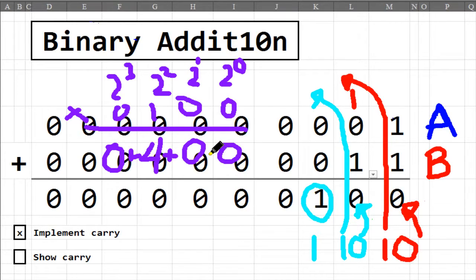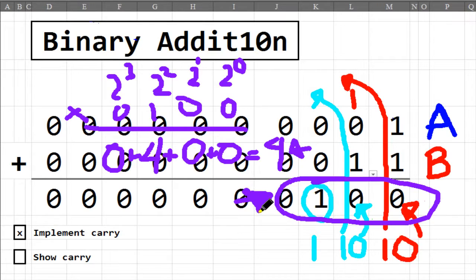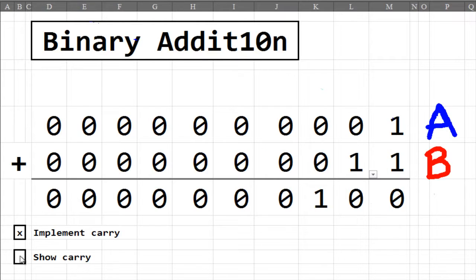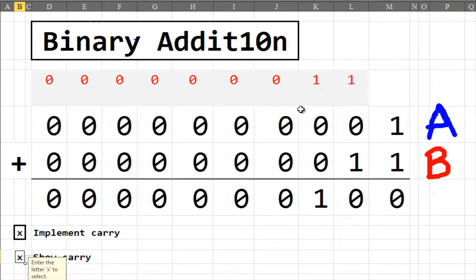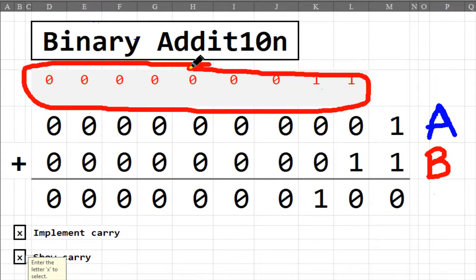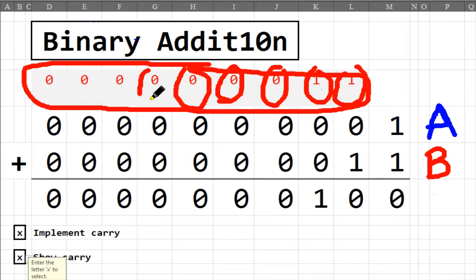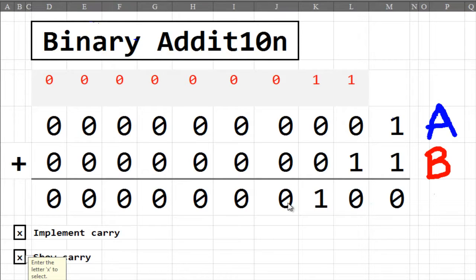And we have to remember to add the bottom row. 0 plus 4 is 4 plus 0 plus 0 equals 4. So the decimal number 4 in binary is 100. And that's what we have here. Let's see the carry itself. So let me show carry. The row at the top represents your carry. Each of the cell represents one carry entity. Let's do 2 more examples.